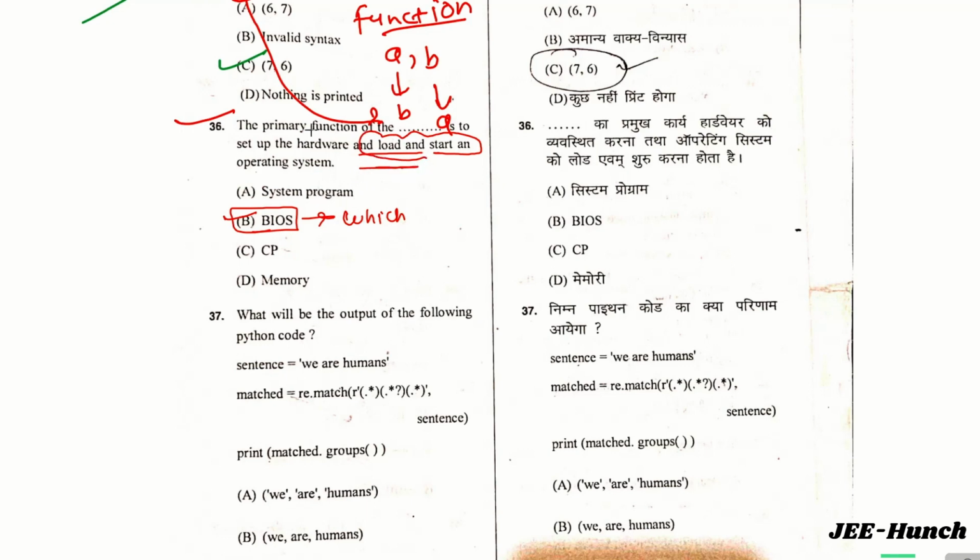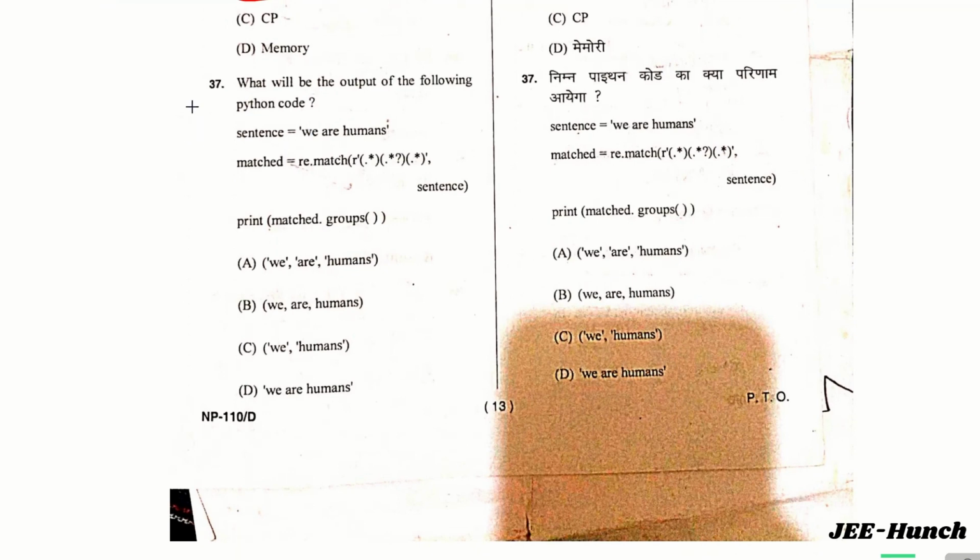Okay, next, 37. What will be the output of the following Python code? It's our Python code 12. Okay, so the answer is A.